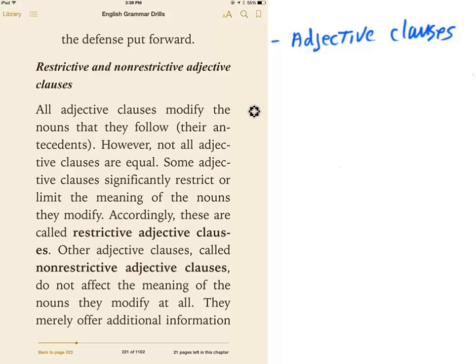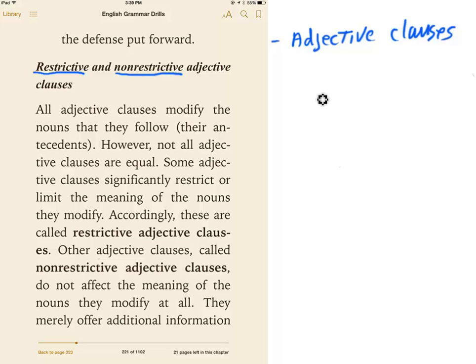Listen in class as I've explained it. Read the sections on your own and try to cipher through it, and then also watch the video, okay? We're going to get into a little bit more technical definitions. We're going to talk about two types of adjective clauses. So far we've talked about adjective clauses. Now we're going to talk about whether they're restrictive or non-restrictive adjective clauses, okay?